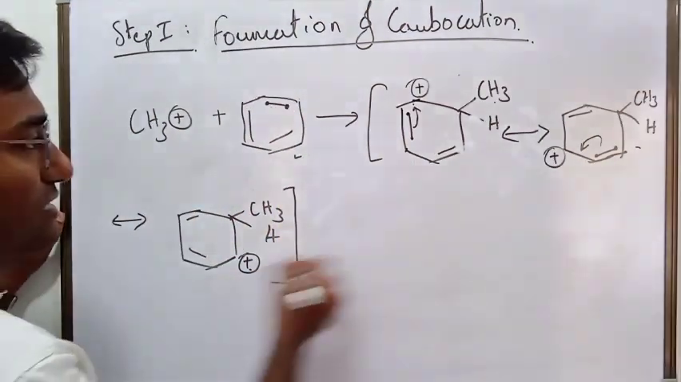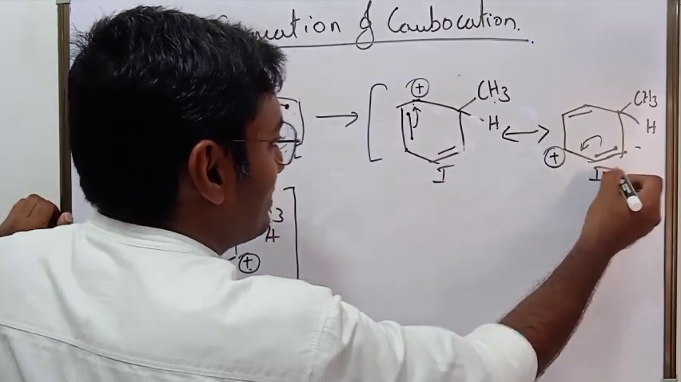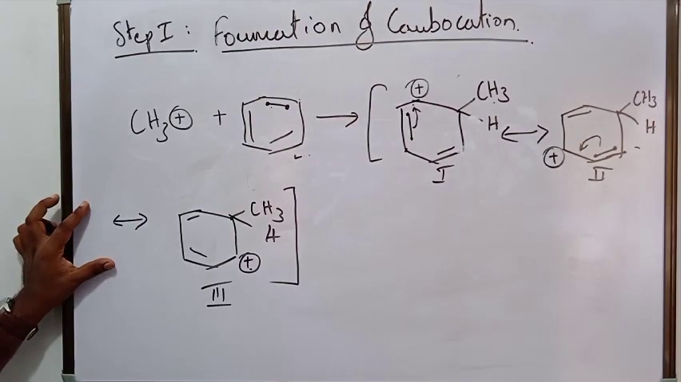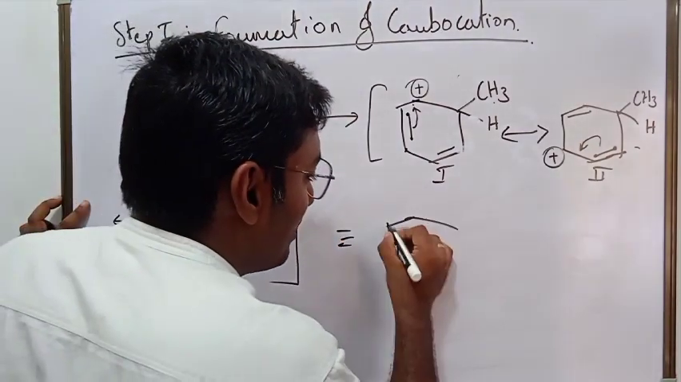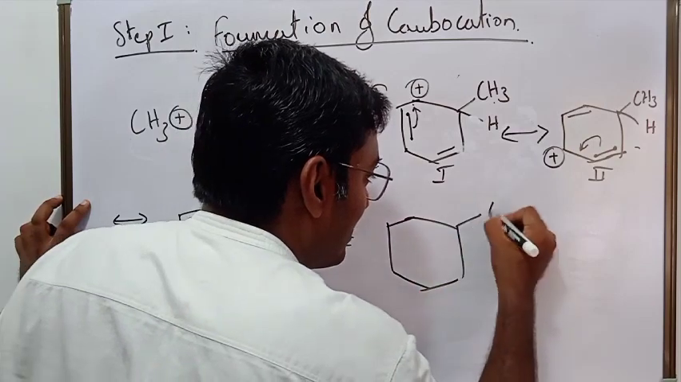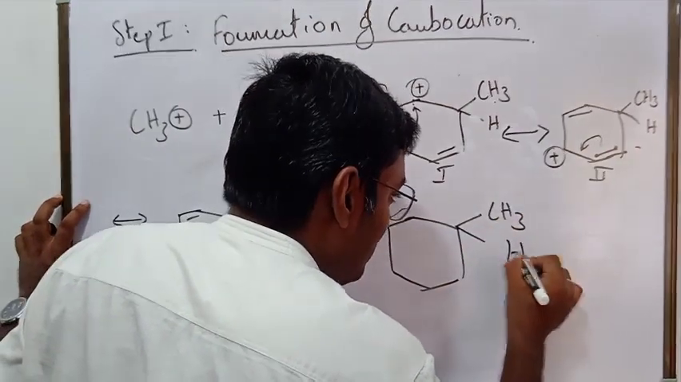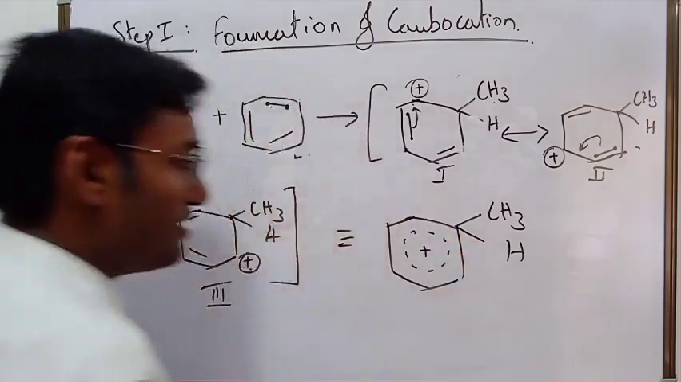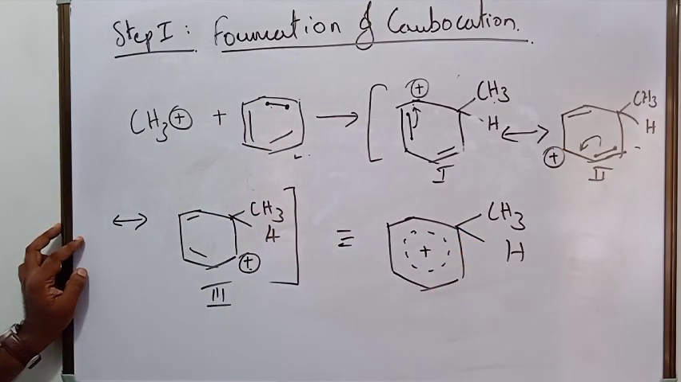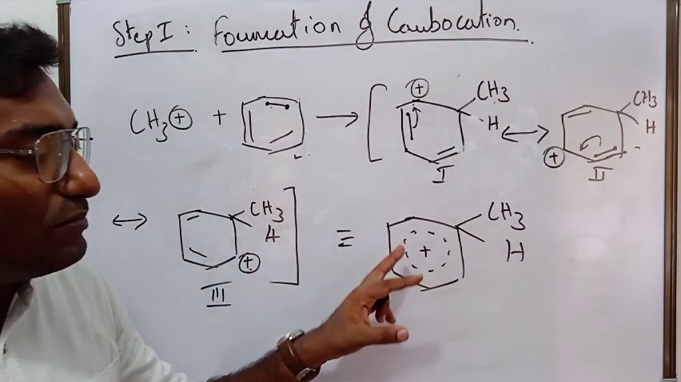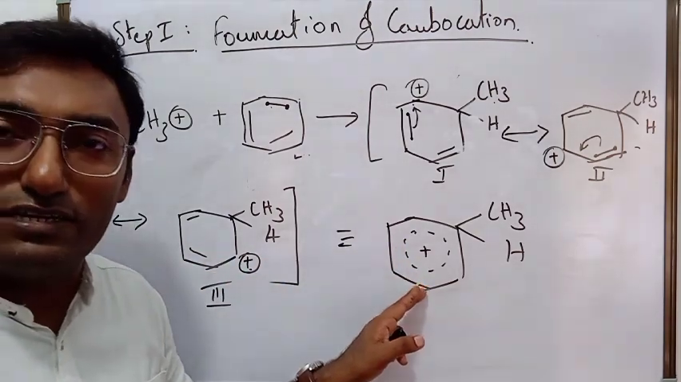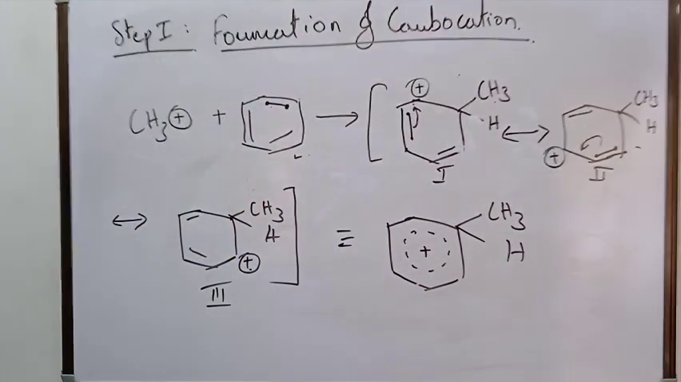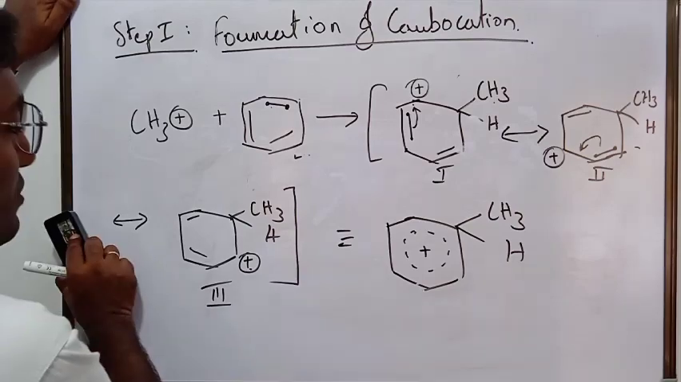So we get 3 structures, 1, 2 and 3. 3 structures for the carbocation. So we can represent the overall like this. The positive sign is just rotating, right? It is distributed around the carbon atoms. This state is very unstable. Step 2. Let's go to step 3.